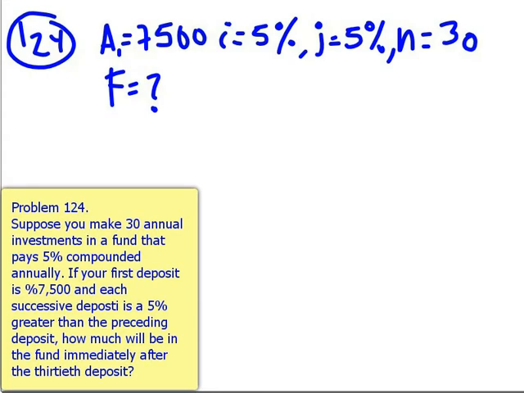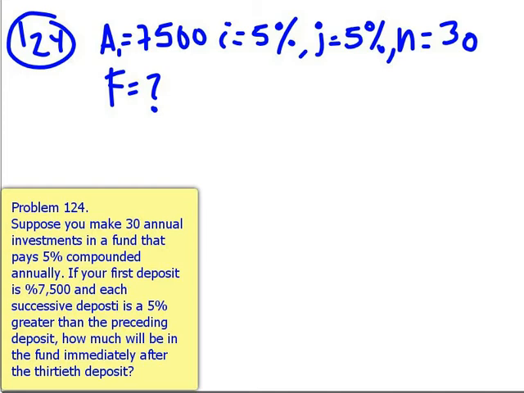So from the information in the problem, the first annuity is for $7,500. The interest that compounds in the account is 5%. Each payment is 5% larger than the previous one, and there are 30 payments. The question is, what's the future value?